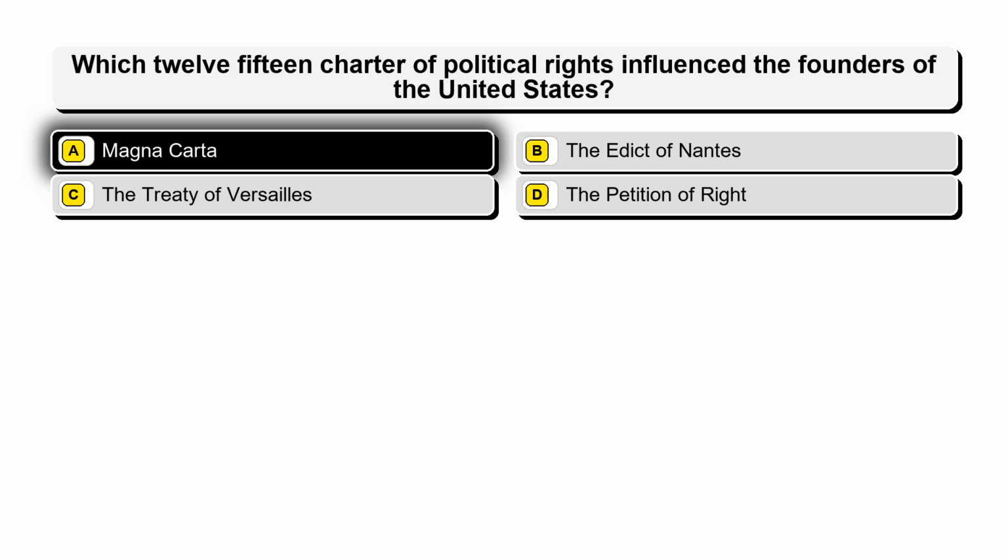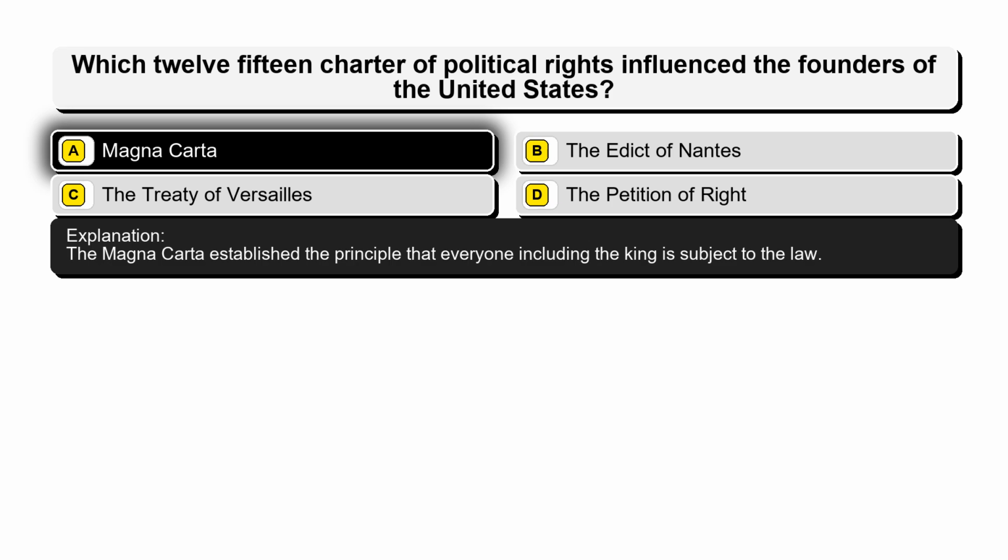The correct answer is option A, Magna Carta. The Magna Carta established the principle that everyone, including the king, is subject to the law.